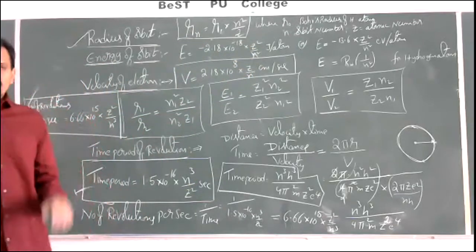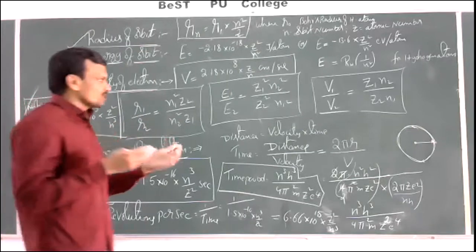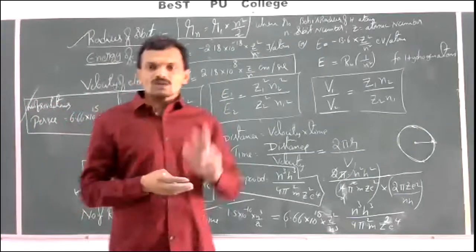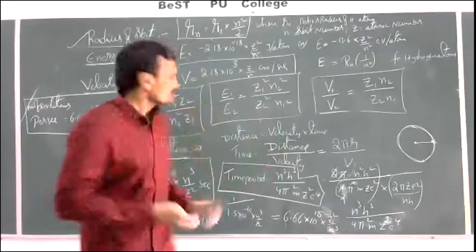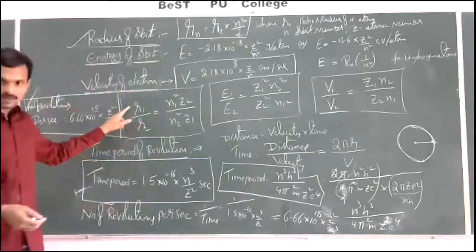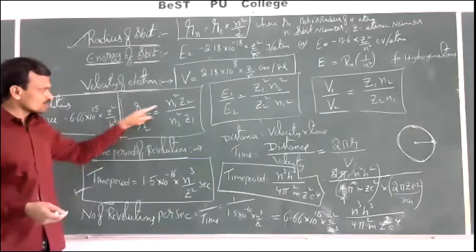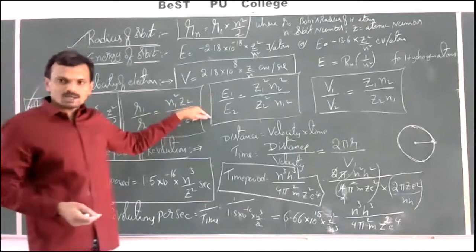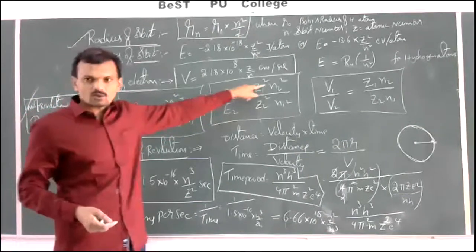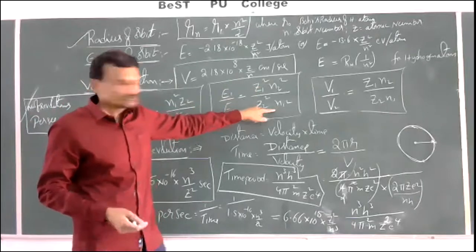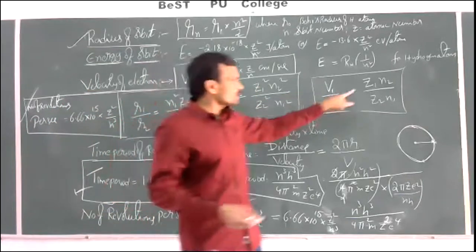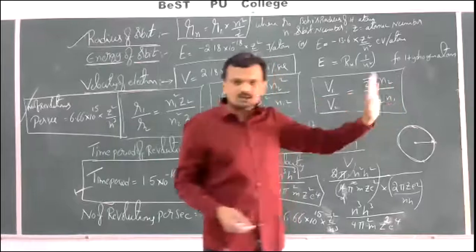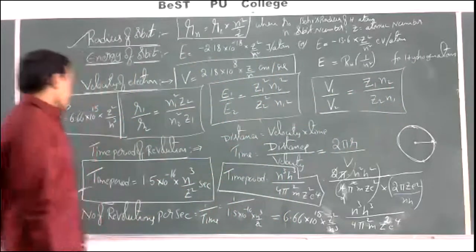So if you are comparing the radius, energy or velocity of two different atoms or different orbits, then we can use these relations. R1 by R2 is equal to N1 square Z2 by N2 square Z1. E1 by E2 is equal to Z1 square N2 square by Z2 square N1 square. V1 by V2 is equal to Z1 N2 by Z2 N1. This is regarding the comparison.